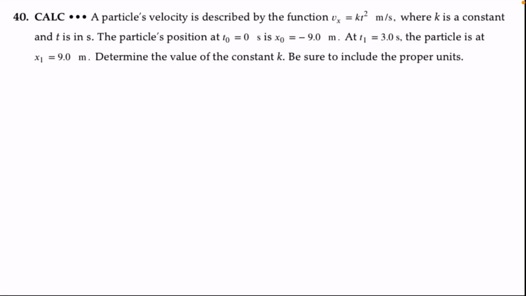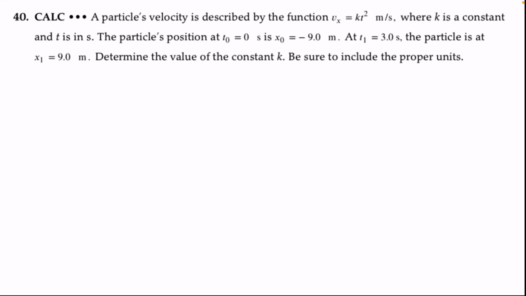Velocity is described by the function v sub x equals k t squared meters per second, where k is a constant and t is in seconds. The particle's position at t sub 0 equals 0 is x sub 0 equals negative 9.0 meters. At t sub 1 equals 3.0 seconds, the particle is at x sub 1 equals 9.0 meters. Determine the value of the constant k, being sure to include the proper units.